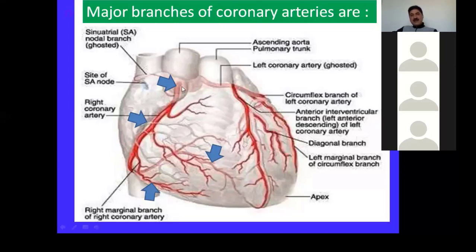So this is the right coronary artery originating from the right aortic sinus. From the right coronary artery, you can see a major branch in the atrioventricular groove on the sternocostal surface of the heart. This right coronary gives a major branch, and we call it the right marginal artery. Then it enters the posterior part of the atrioventricular groove, where it gives the AV nodal branch, and after that it gives the posterior interventricular branch. This posterior interventricular branch is also called the posterior descending coronary artery.